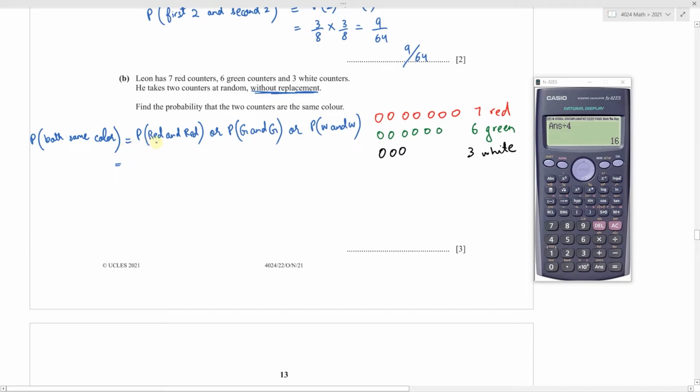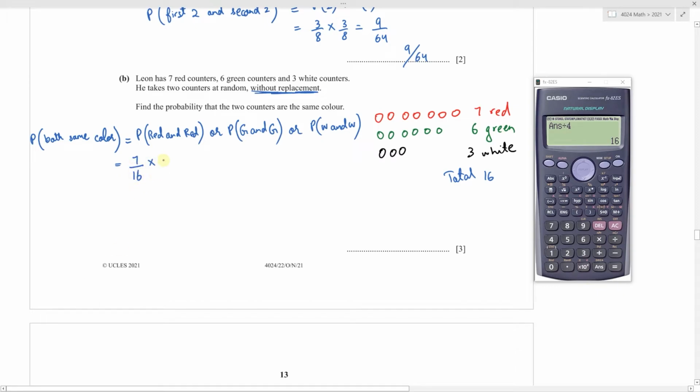So probability of red and red. What is the probability of red and red? So on the first try, what is the probability that you will get a red? You have 7 reds, and how many total are there? Total 7 plus 3, 10 plus 6, 16 total in the bag. So when you're picking the first one, what is the probability that you will get a red? 7 over 16.